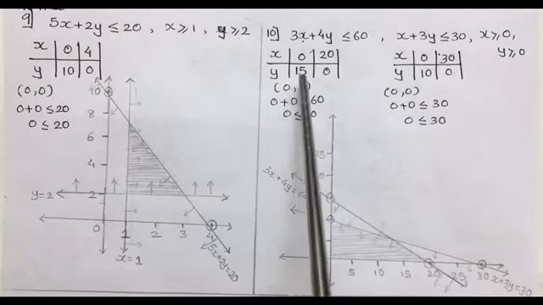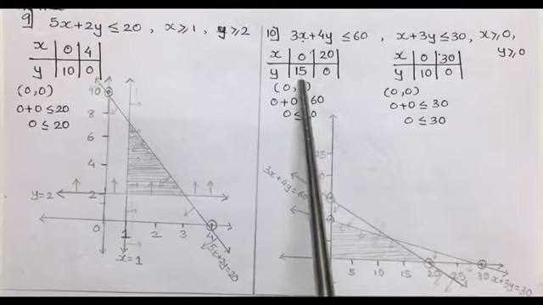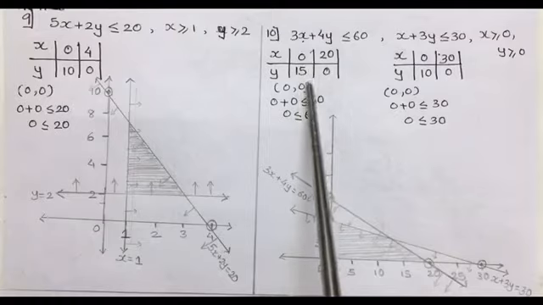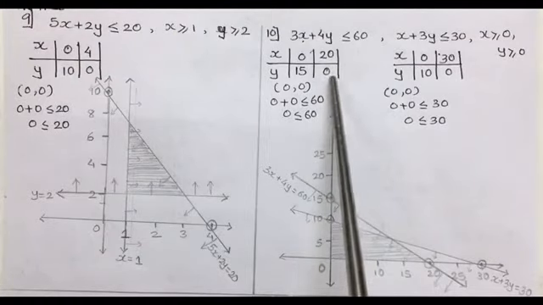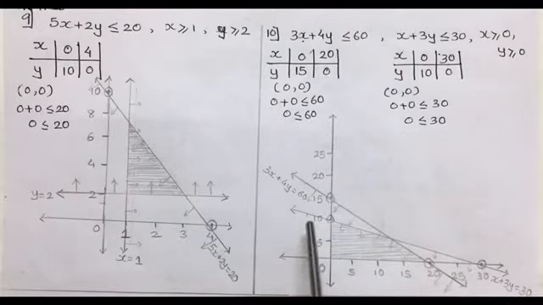Now taking x as 0 and y as 0 and calculating the corresponding y and x, we get one point as (0, 15) and another point as (20, 0). So plotting (0, 15) and (20, 0), drawing a line. Then for the second inequality, (0, 10) and (30, 0), again drawing the line, and then going for the intersection region or the common region.